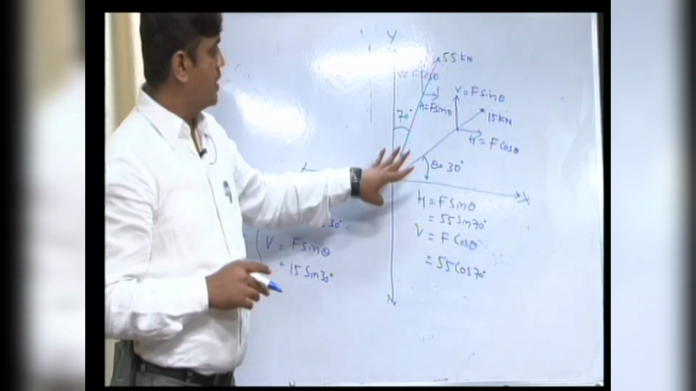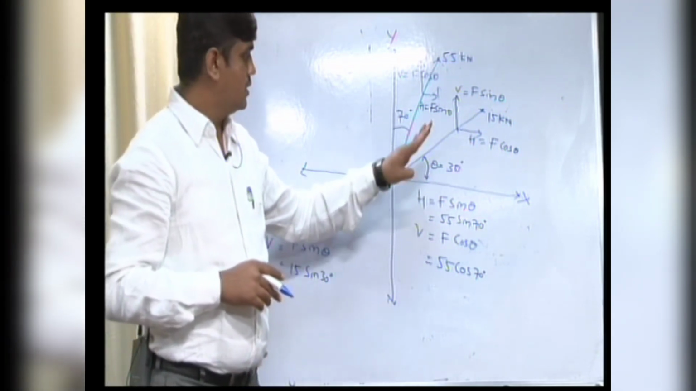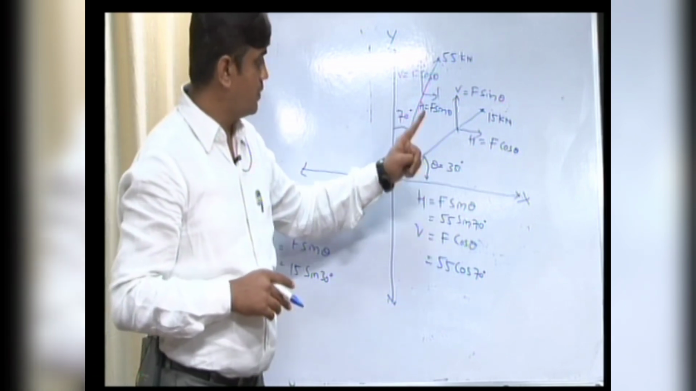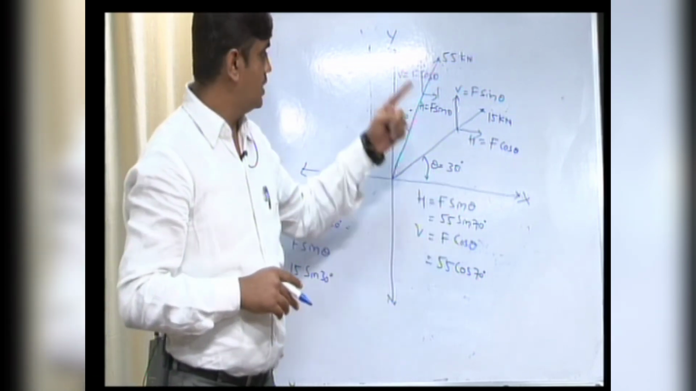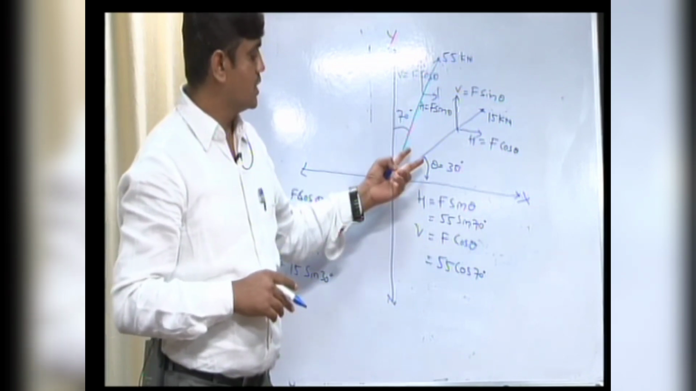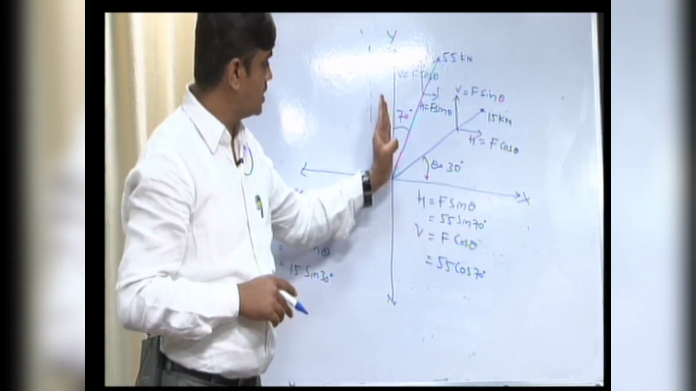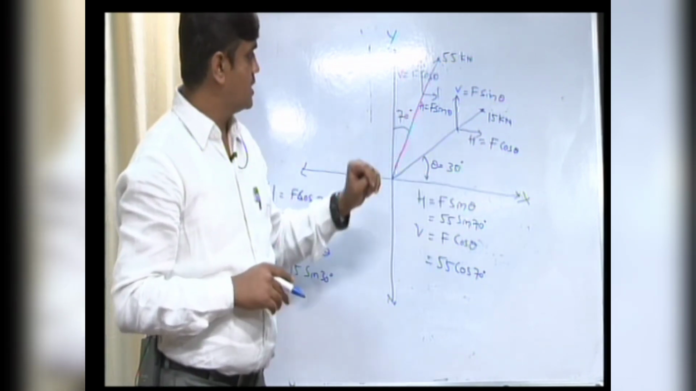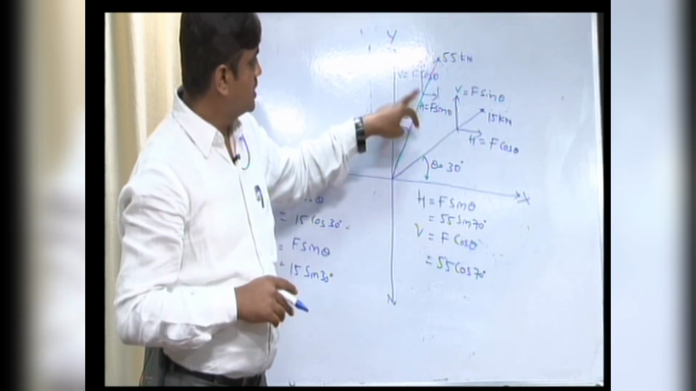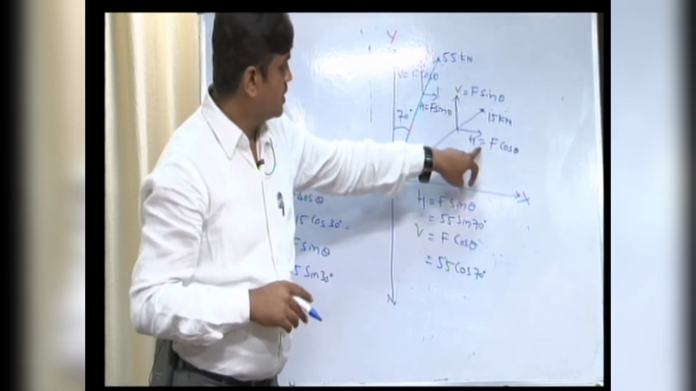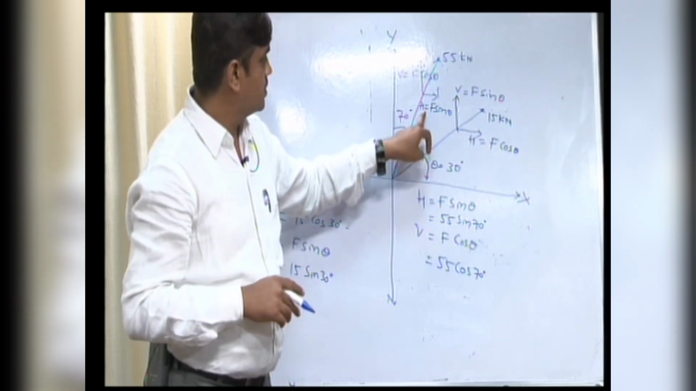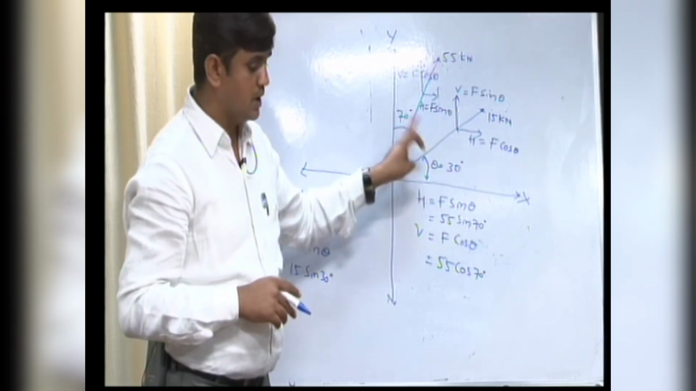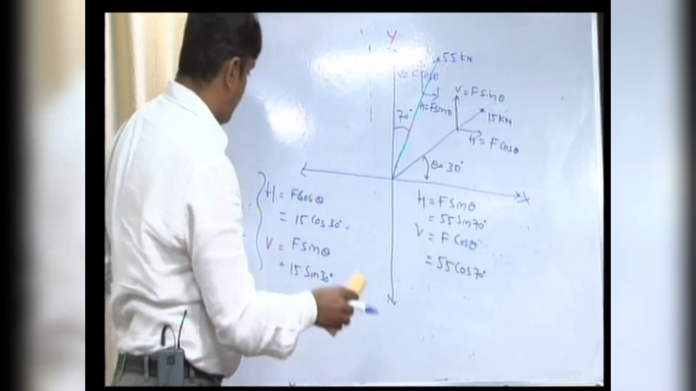The difference between the previous problem and this problem is, in the first problem we resolved only one force, and that too with the angle made with the x-axis. In the second problem we have two forces, one with the x-axis and another with the y-axis. As I told you, there is a vice versa relation: h is f cos theta when it is with the x-axis, and h is equal to f sin theta when it is with the y-axis.